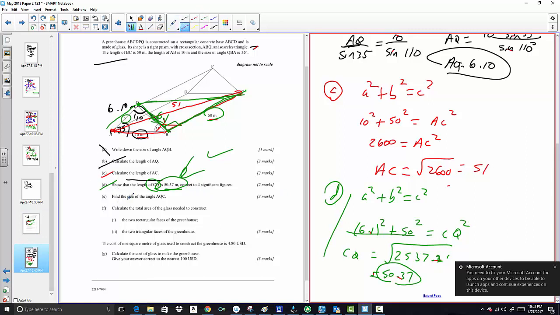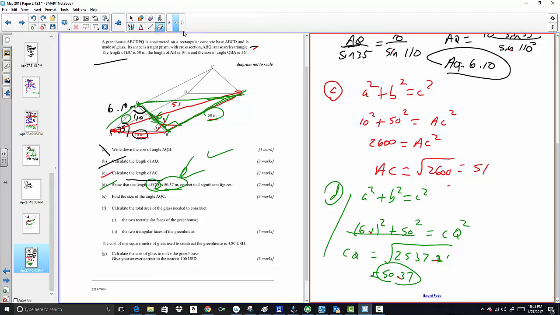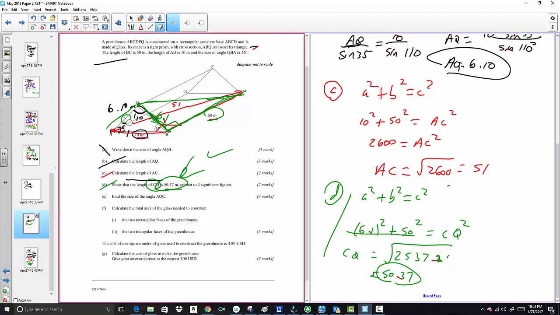Alrighty. Find the size of the angle AQC. Now I'm getting where I can't see too much, so I'm going to have to erase some of this because I can't see, right? So let's see what I have here. There's a problem when you write too much stuff on here. But they want to know the angle AQC, and I can see what it is here. They're looking for from A to Q to C, this particular angle, which is interesting.